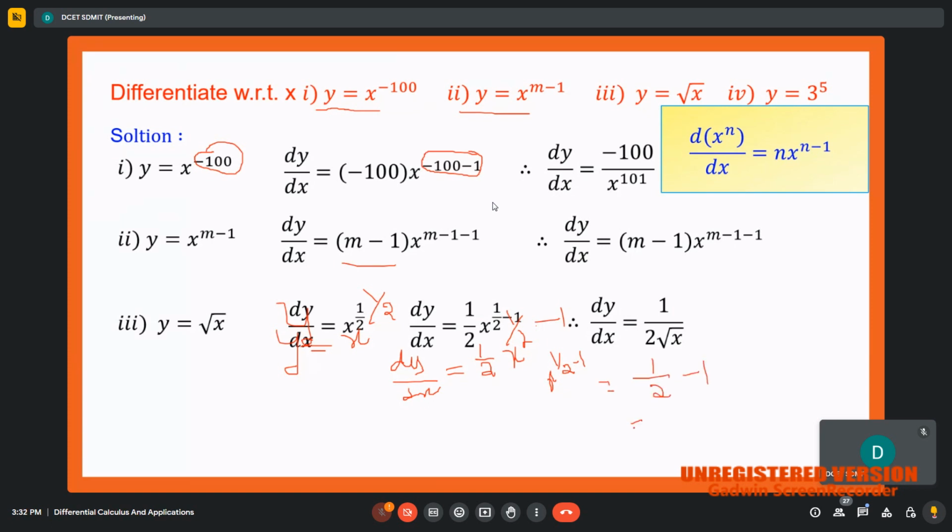We are taking 2 as the LCM here, right? 1 minus 2 into 1 is 2, so 1 minus 2 is minus 1. We are getting x to the power of minus 1 by 2. When we write this in the denominator, that becomes 1 divided by root x, because x to the power of 1 by 2 is nothing but root x.